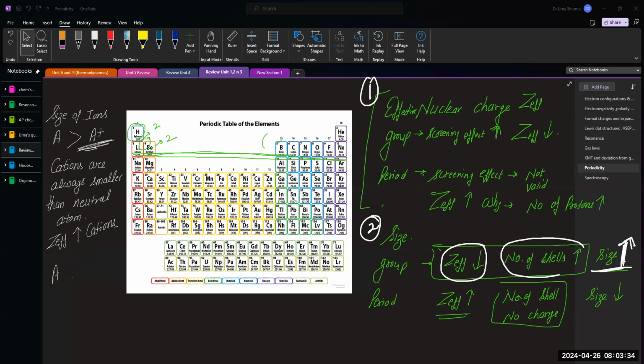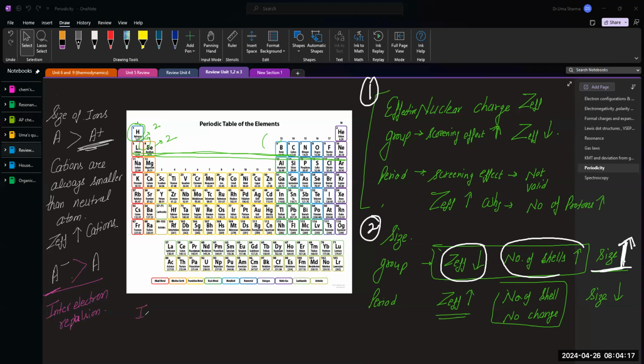And if I give you A minus and A, which one is bigger in size? I started the class with this question. Which one is bigger in size? A minus. Give the reason now. Inter-electron repulsion, right? You remember? Inter-electron repulsion is more in A minus. They need more space, so they expand to minimize the repulsion. The atom is going to expand to minimize the repulsion. Good. Okay, so that's the size of ions.